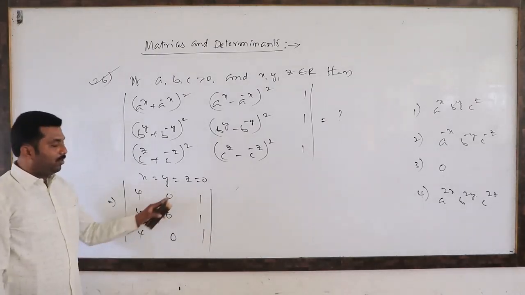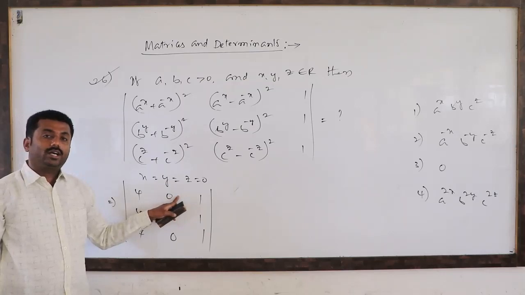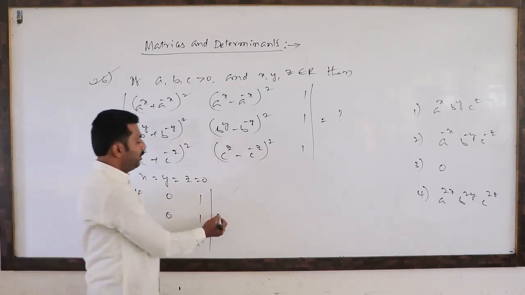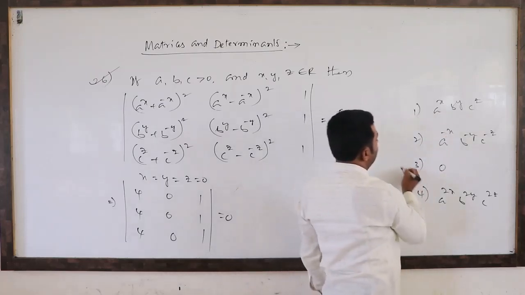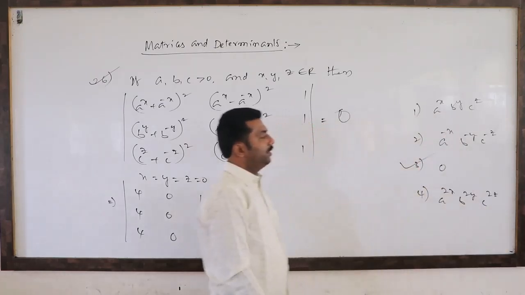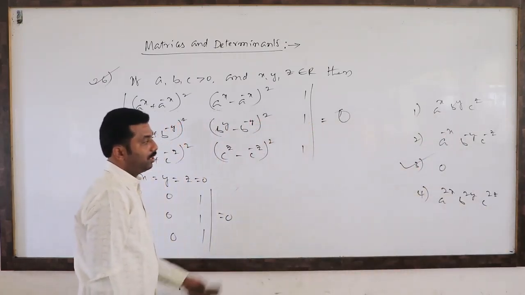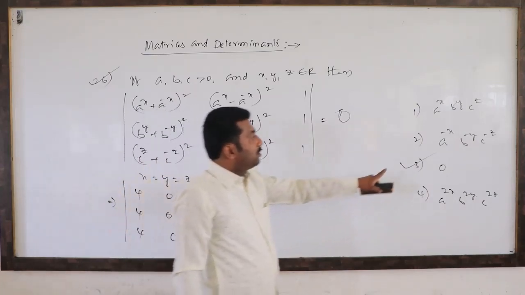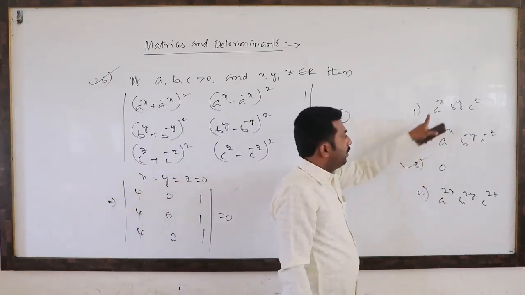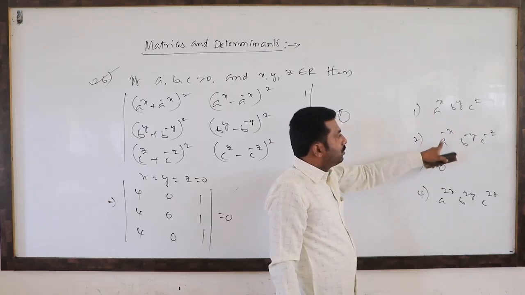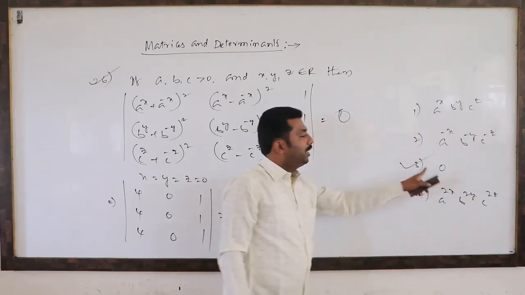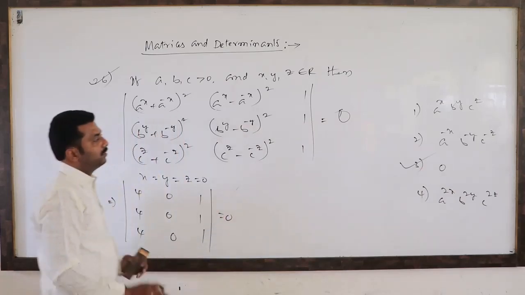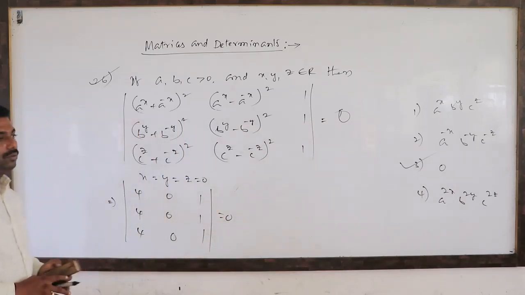So in any determinant, if all the elements of a row or column are zeros, then the value of the determinant is 0. So clearly this value will be 0. We can take that as the third option. Why is it the third option? Options also you can substitute x, y, z 0, 0. If you substitute, this is 1, this is 1, this is 1, this is 0. So clearly the third option is the answer. So like that we have to write.